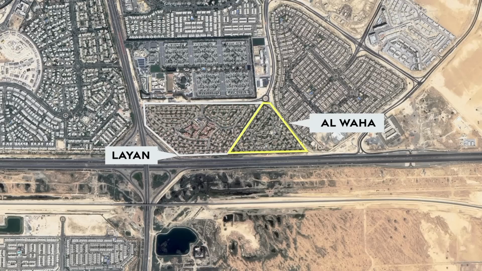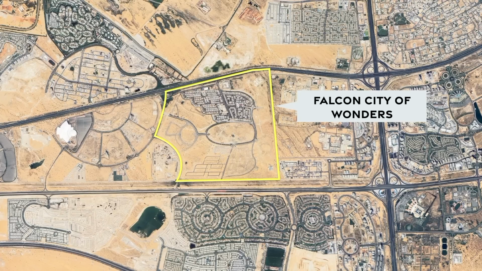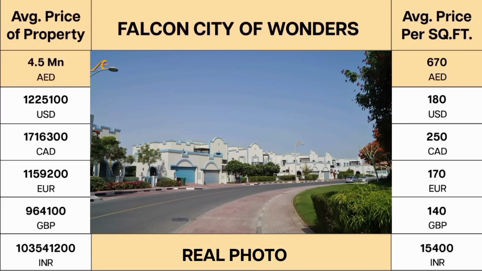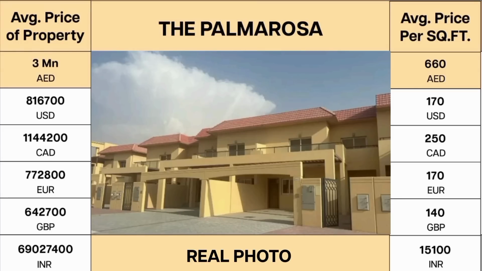Leon is another existing old community here. Average price per square foot is again 700 dirhams. Lastly, the two communities lowest on the price per square foot, Falcon City of Wonders, which is only partly built from its original grand master plan as the rest was scrapped, priced at 670 dirhams per square foot. And Palmarosa by Gulf Properties, where the price is at just 660 dirhams per square foot.